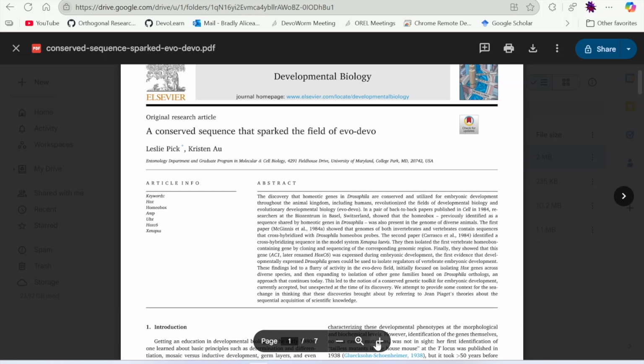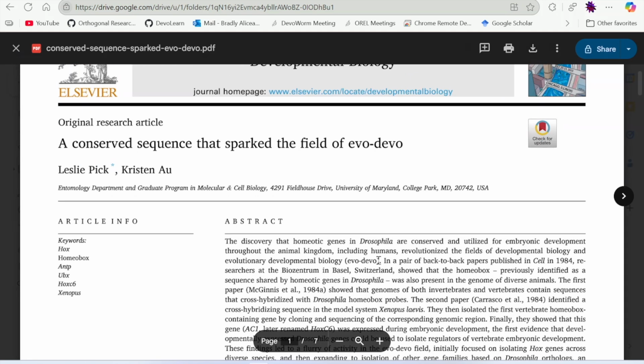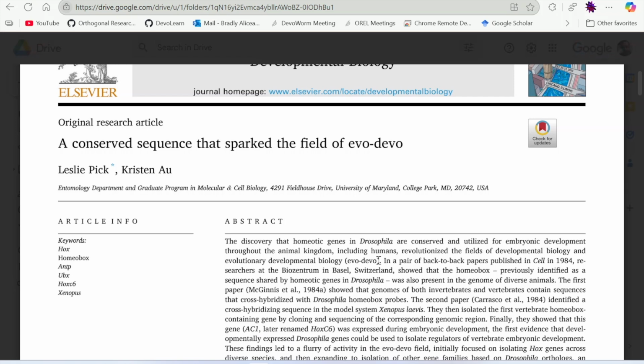So another finding is that of conserved sequences. Like I said, conservation is a key concept in EvoDevo. You don't want to change genes too much that are involved in development, because if development is disrupted significantly, then the survival of the organism is disrupted significantly, affecting its fitness.